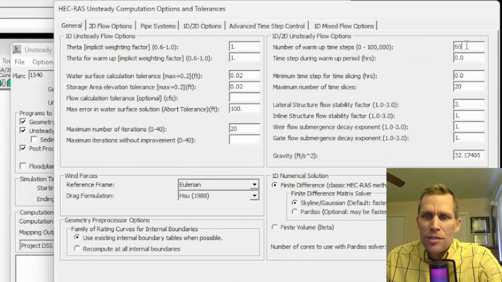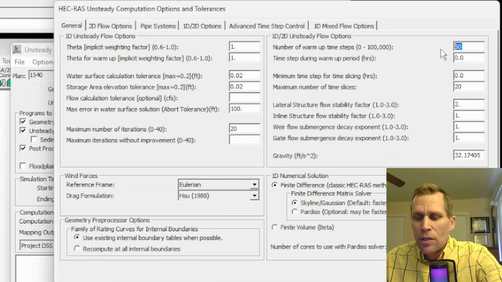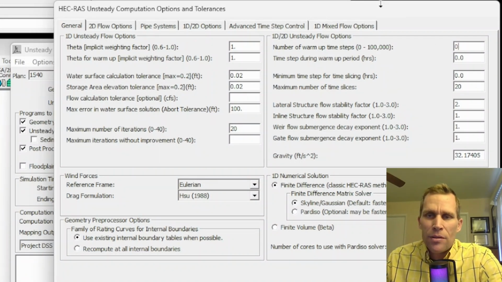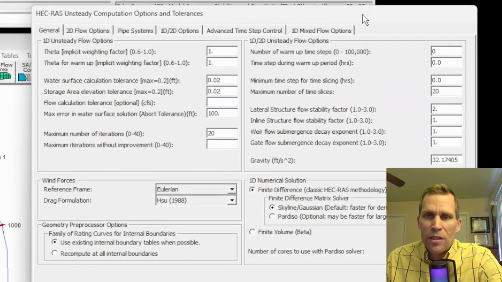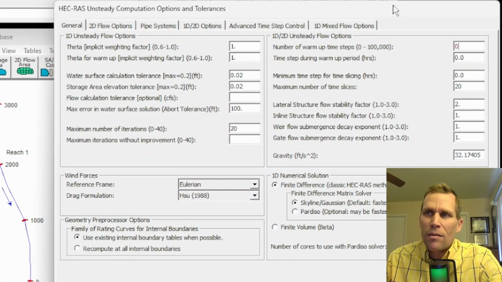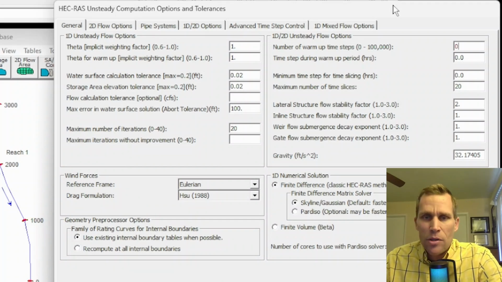Now, the question is how many time periods, how much warm-up time do you need to give the model? And that's really up to the modeler. I mean, the more time periods, the better chance your model will be stable. However, at a certain point, more warm-up time will not actually improve the chance of stability of your computation.